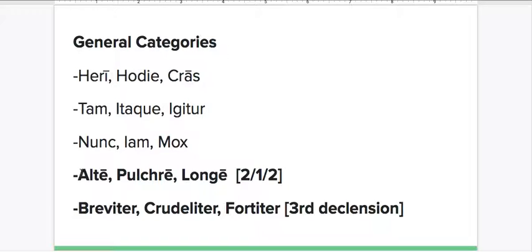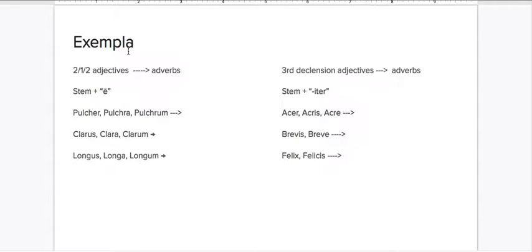What we're going to know is that alte, pulcre, longe, with those long e's, are how we change 2-1-2 adjectives into adverbs, and with brevis, breve, crudelis, crudele, fortis, forte, when we add an iter onto those, that's how we change third declension adjectives into adverbs, right? So that's what we'll talk about right now. Here are some exempla. 2-1-2 adjectives to adverbs: stem plus the e with a macron ending. Third declension adjectives to adverbs: stem plus the iter ending.